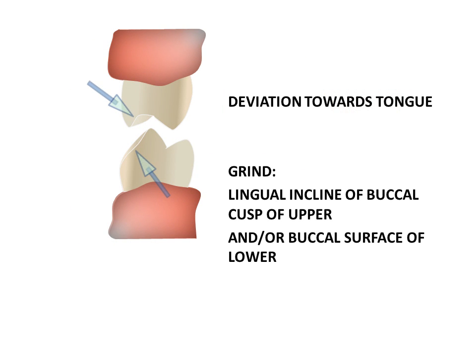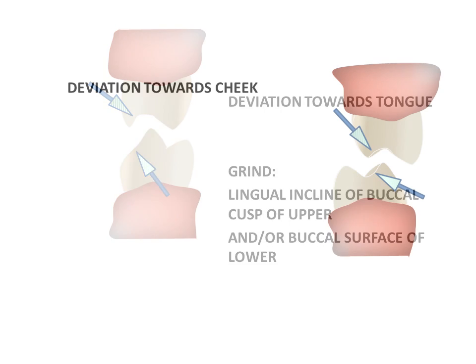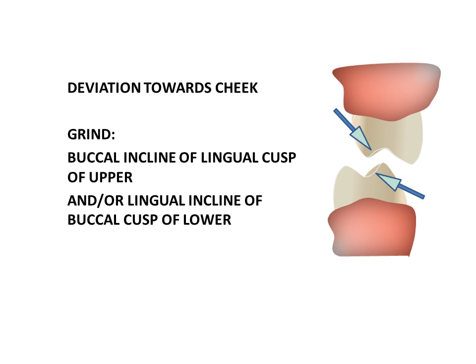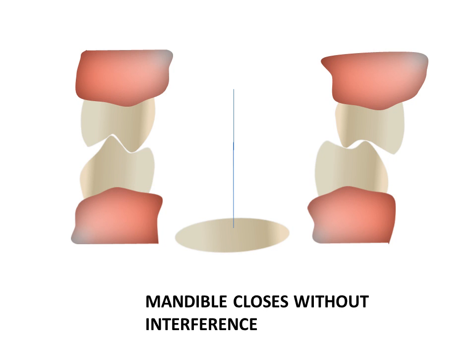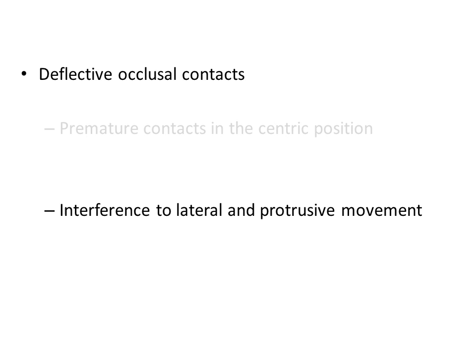The interferences are located on inclines and adjusted. Do not grind cusp tips. The slide illustrates closure of the mandible without deviation. Next, we will consider interferences that occur during lateral and protrusive mandibular movement.